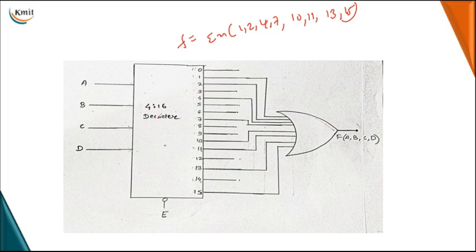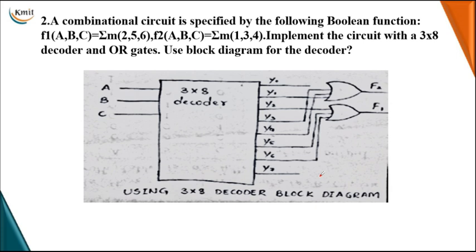Each output of the decoder is a minterm. Hence all these minterms are added using the OR gate, and the remaining outputs are left as they are, whose functional values are logical 0. Like this we implement the given function using a suitable decoder.